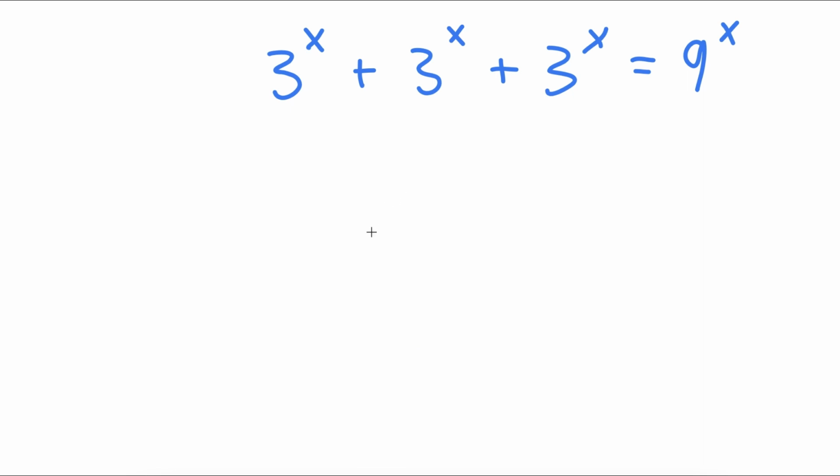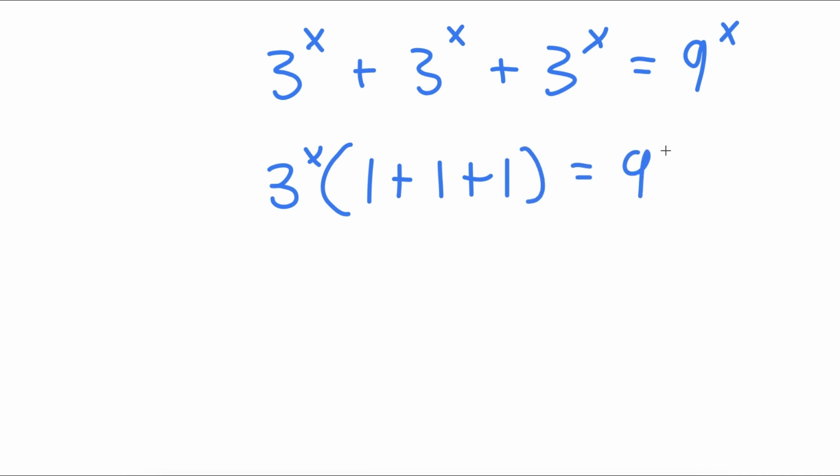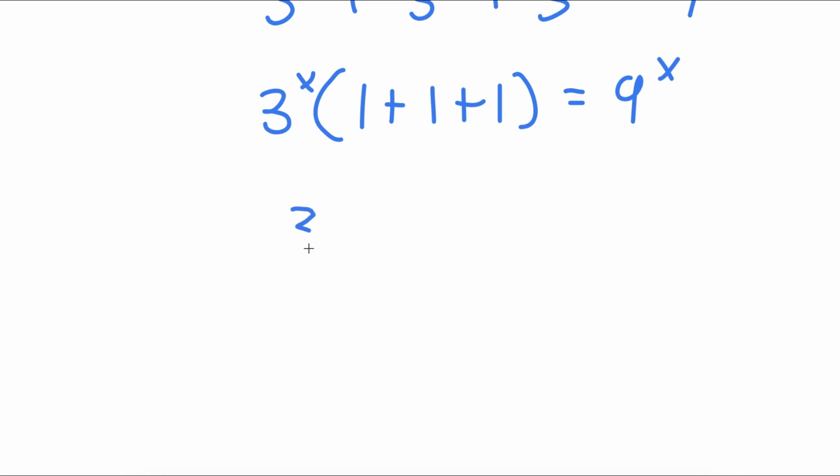All right, so in this problem, I have 3 to the power of x plus 3 to the power of x plus 3 to the power of x is equal to 9 to the power of x. So I'm going to first start by factoring out 3 to the power of x. So I have 3 to the power of x times (1 plus 1 plus 1) is equal to 9 to the power of x. Now, if I simplify what's in the parentheses, I get 3 to the power of x times 3 is equal to 9 to the power of x.